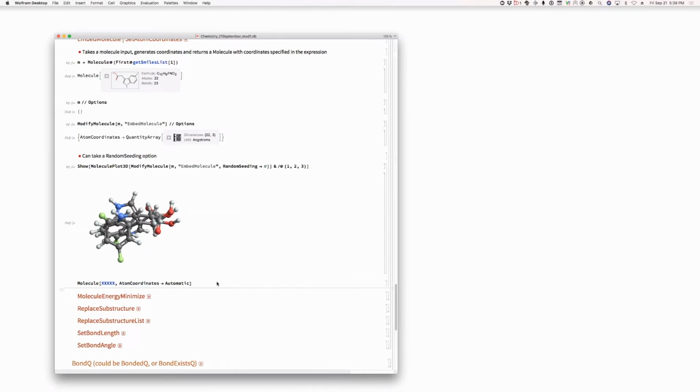We could have a string there, atom coordinates, arrow, stored or something. I don't know what you want there. Or that could be something which is a whole elaborate association that specifies what to do to compute the atom coordinates.